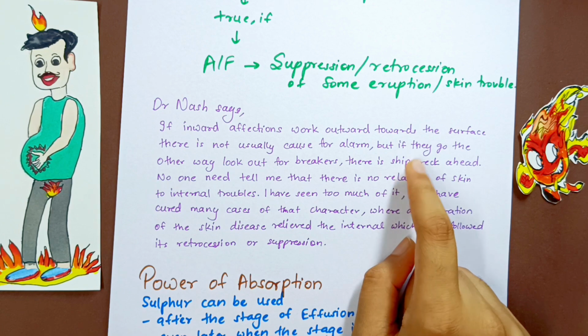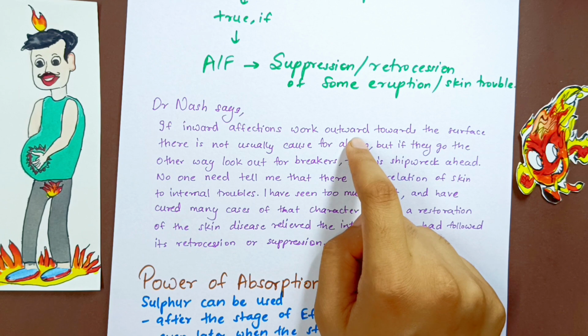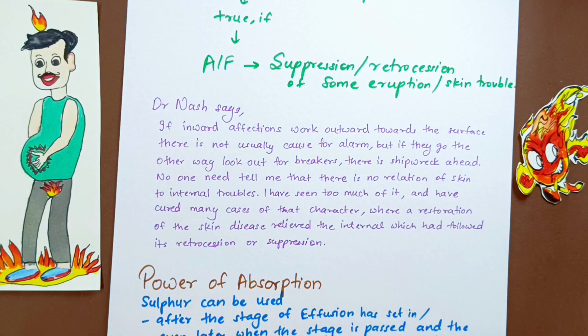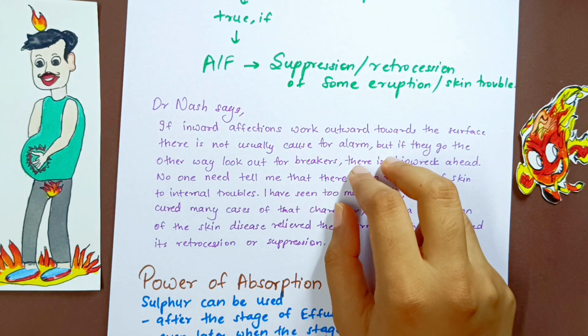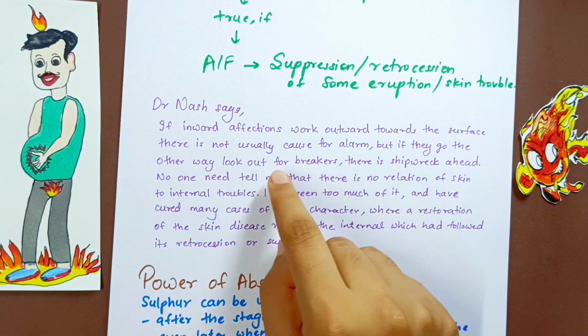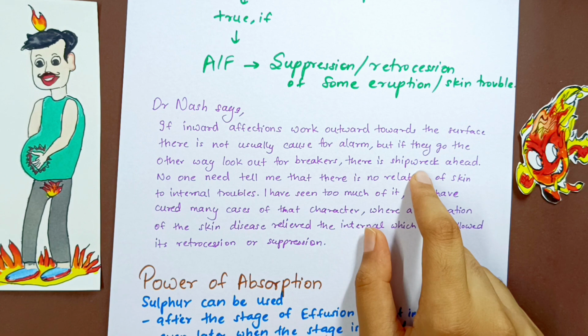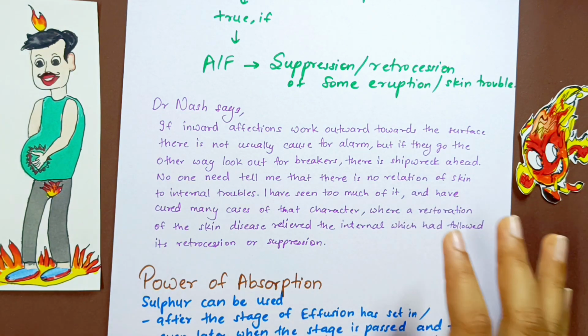So he says that if they go the other way, meaning in the opposite direction, your patient earlier had skin eruptions and you gave a remedy, and now the skin eruptions went away because of the remedy. The patient is happy, you are happy, but the patient returns and tells you that I have some kind of issue inside, and the disease has now affected some more important organ. Maybe the patient has got IBS, maybe asthma. So now it has again gone in. Now look out for breakers, there is a shipwreck. That is horrible. Something bad is going to happen. That is what he is saying.